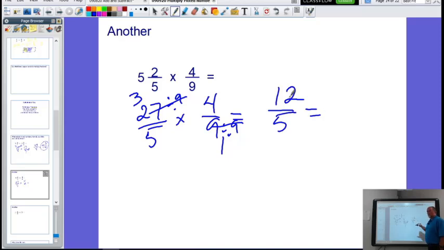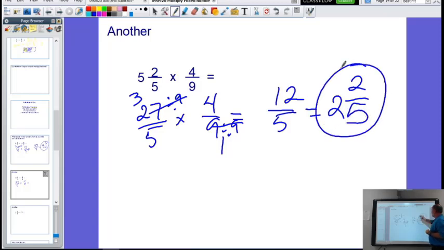How many times does 5 go into 12? Twice. 5 times 2 is 10. I take out the 10 from the 12. What do I have left? I have 2. And what size piece are they? 5. So we end up with 2 2/5. And that's how we multiply fractions.